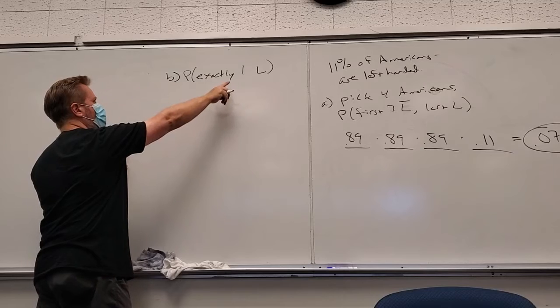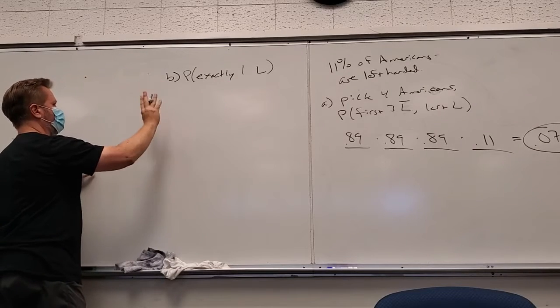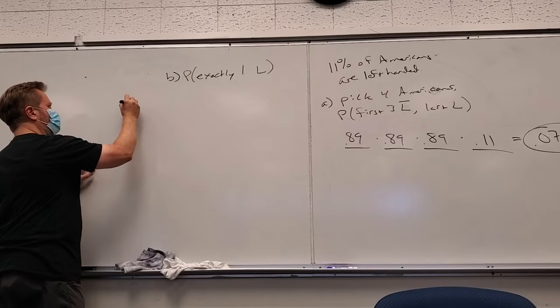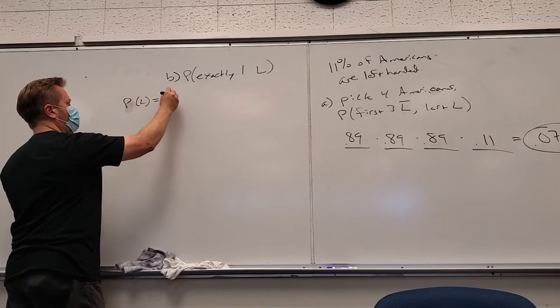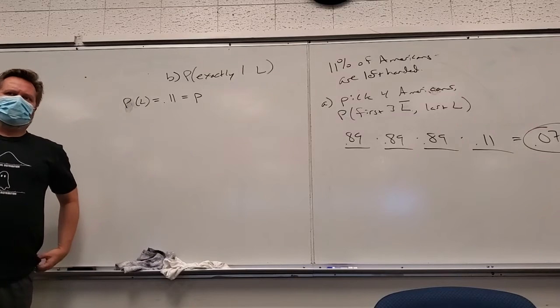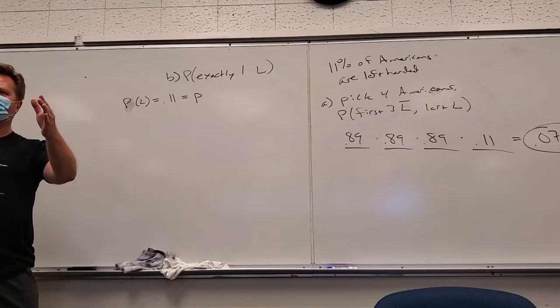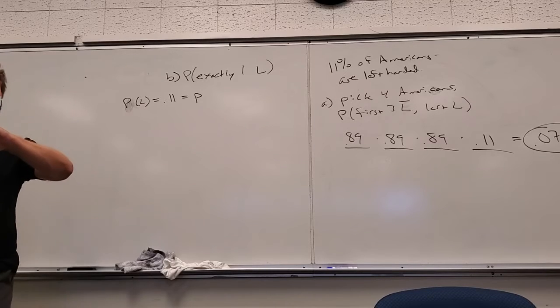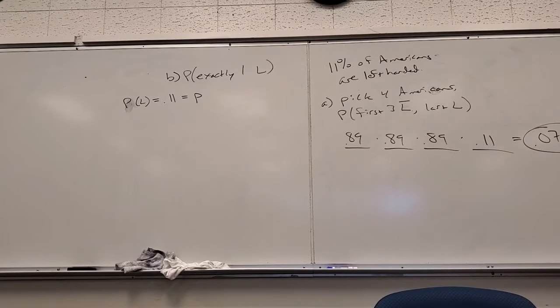So exactly one left-handed person. Let me introduce this real quick. I should have done this earlier, but sorry. The probability of left-handed, which is 0.11, we're going to call that little p. So little p is the probability of success. And a success could be a rabid squirrel or a dead body. Success is just what we're looking for. It doesn't mean a happy thing.